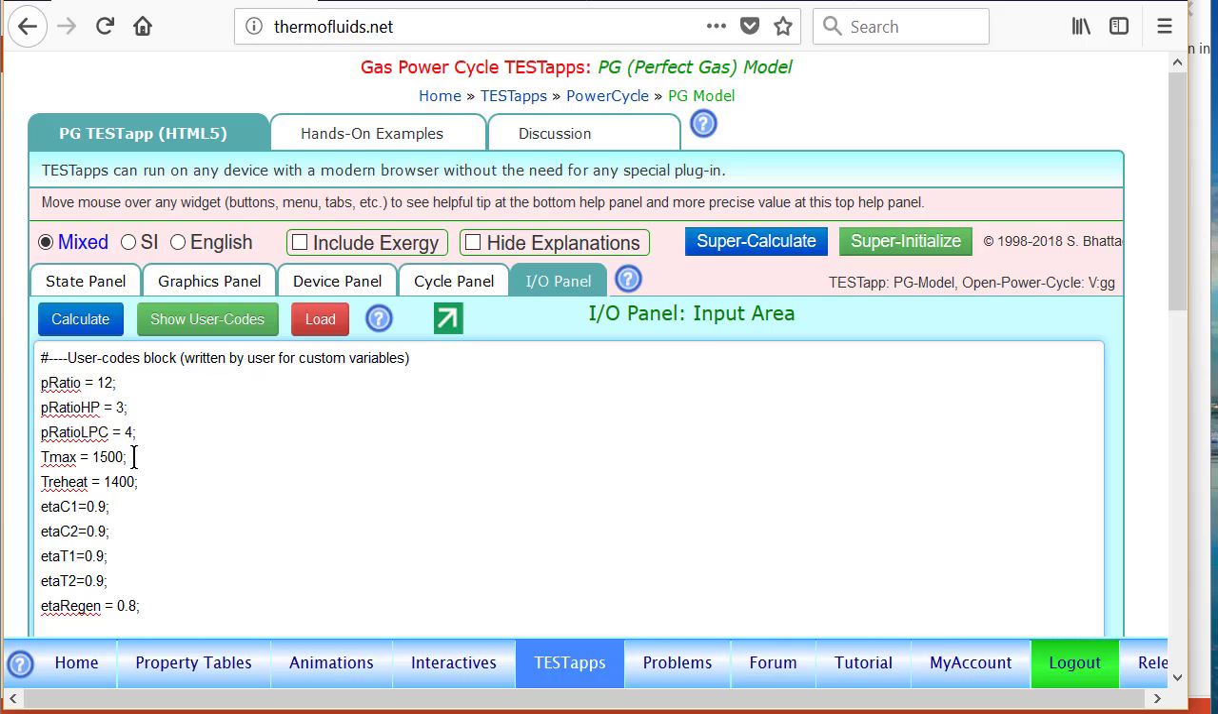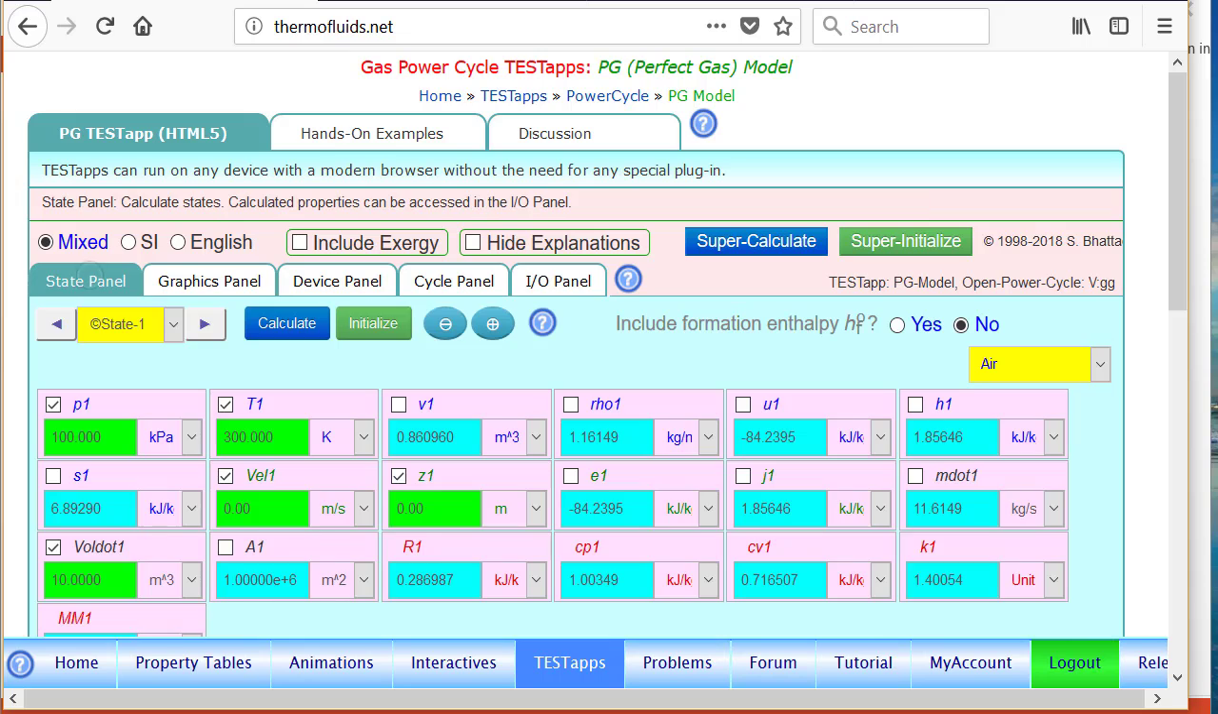the maximum temperature, the turbine inlet temperature, is given to us. Reheat temperature, the inlet temperature to the second turbine, compressor 1 and 2 efficiencies, turbine 1 and 2 efficiencies, and the efficiency of the regenerator, everything given. So the state panel is straightforward now. State 1 is the compressor inlet state, temperature and pressure given, and the volume flow rate is given. Of course, mass flow rate is going to be the same everywhere in this problem.